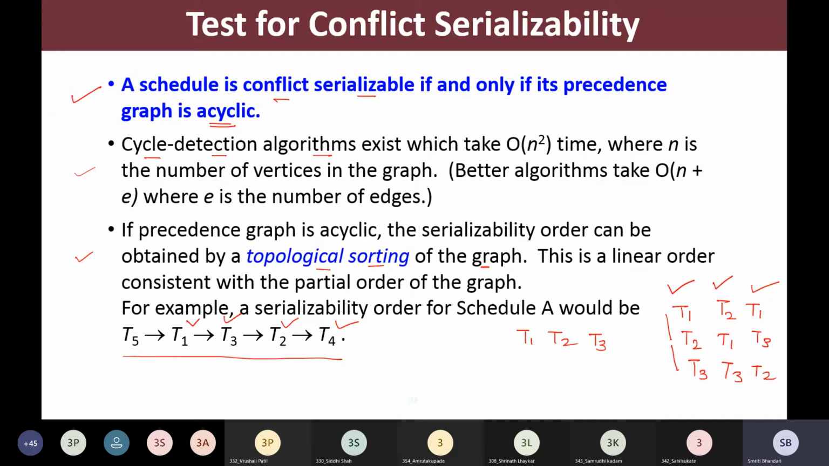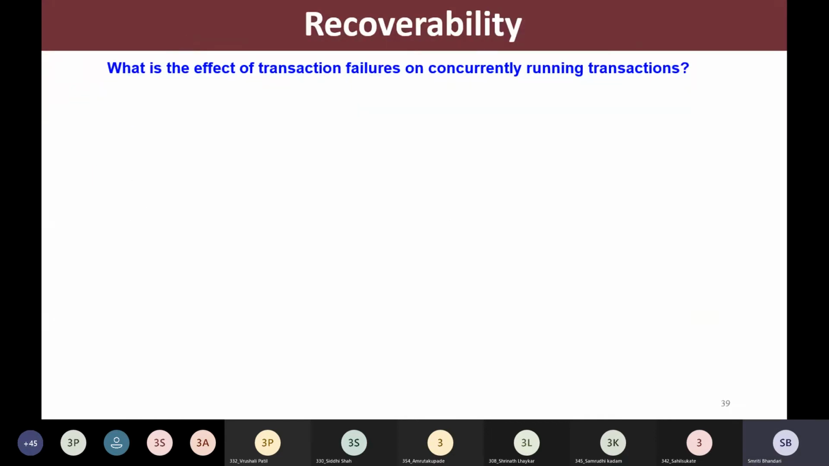Right? So I hope you must have understood this concept now. May I proceed? Yes, ma'am. Right. So now let us go through another concept, and that is known as recoverability.